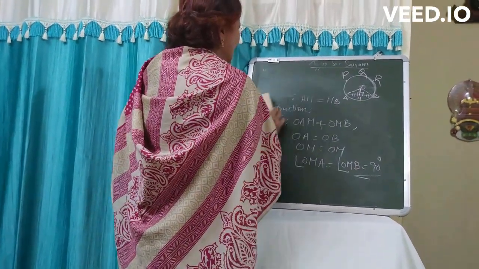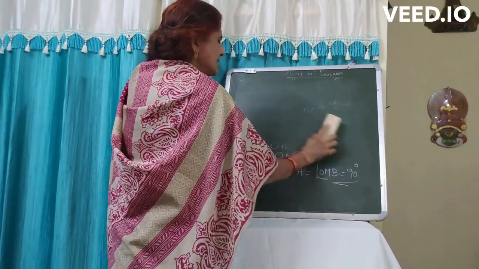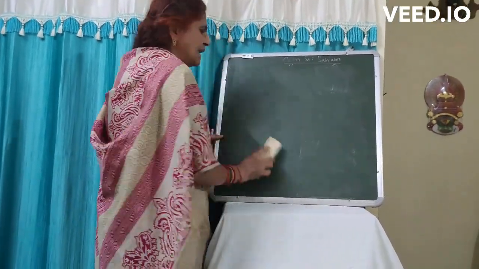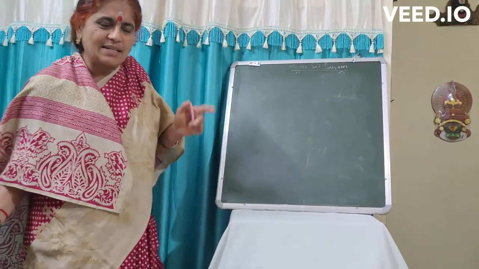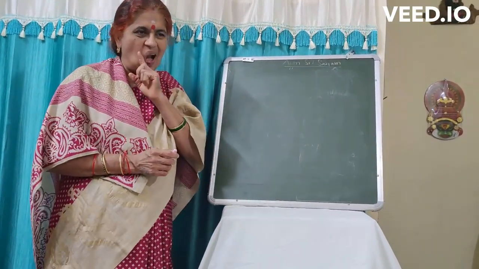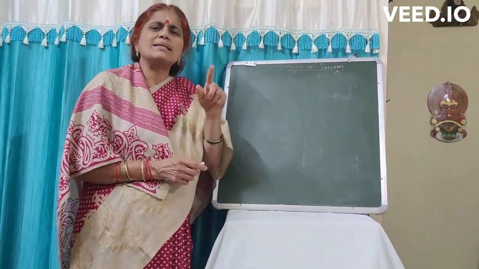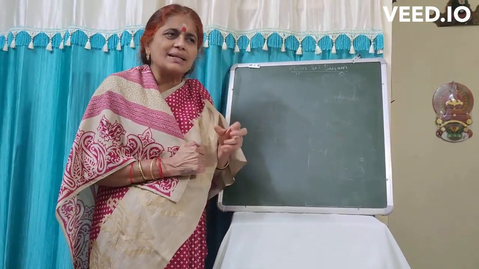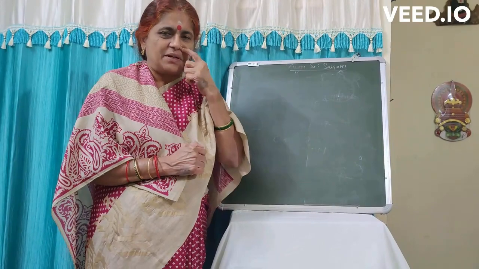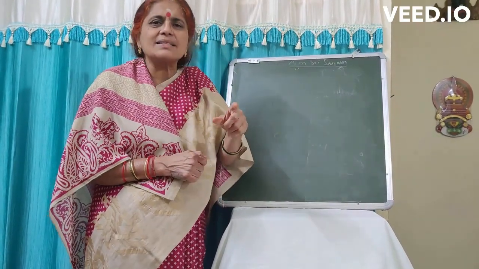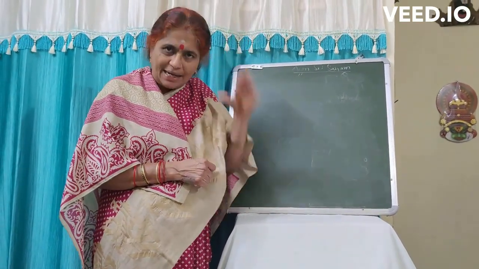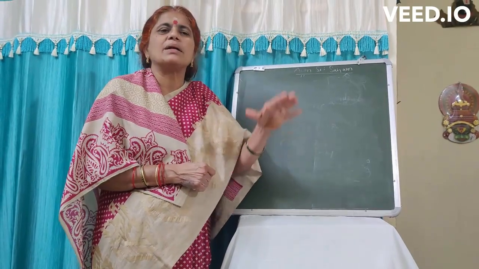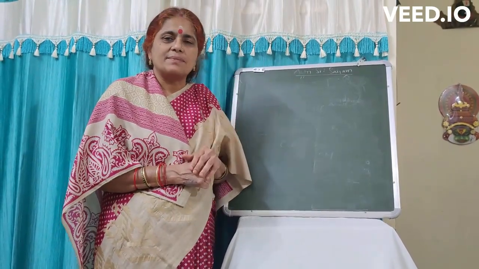What is the theorem? If a perpendicular is drawn from the center of the circle to its chord, it bisects the chord. The fundamental aspect is, let the student understand the statement first. For understanding the statement, the student should read or listen to the statement a number of times.